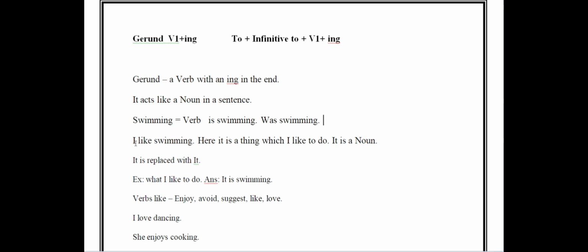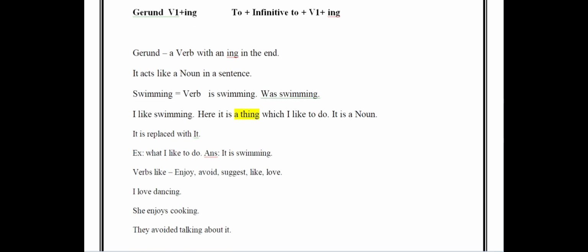If we use the same word swimming in the sentence like I like swimming, I is the subject, like is the verb. What is swimming? Swimming is the noun here. Swimming is the gerund. Swimming is a thing which I like to do. So anything which is a thing, a name, a place, or a person or an animal comes into the category of nouns. Right. Hope you are clearly understanding the difference between a verb and a noun as a gerund.